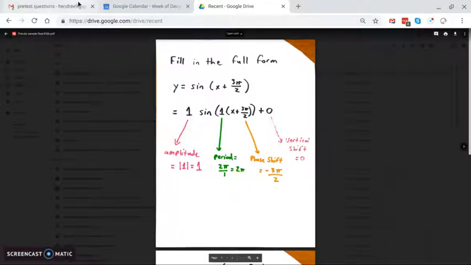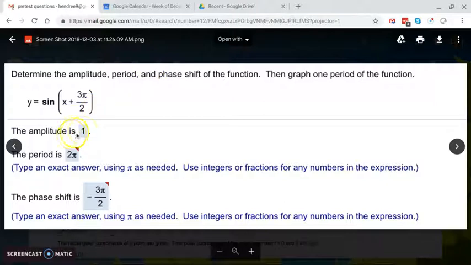So going back to the question, right? The amplitude's 1, the period's still 2 pi, and now the phase shift is negative 3 pi over 2, the opposite of this sign. So I hope that helps with question 12.